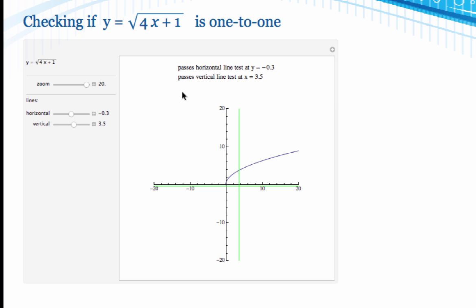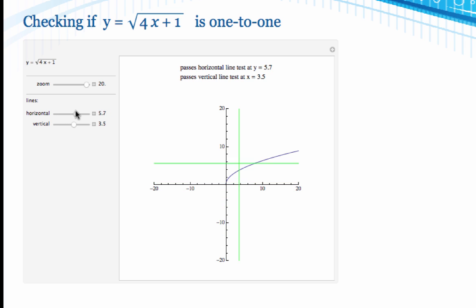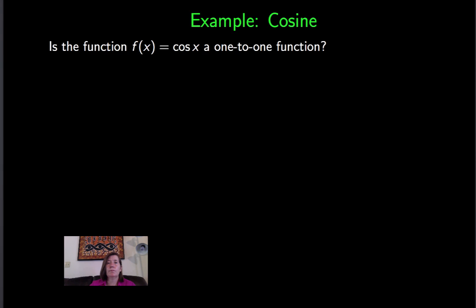For y equals the square root of 4x plus 1, if we slide a horizontal line along the graph, it never cuts the graph more than once, so this function passes the horizontal line test. Below the x-axis, each horizontal line cuts the graph 0 times, but this isn't a problem. This doesn't violate the condition that a horizontal line must cut the graph at most once.